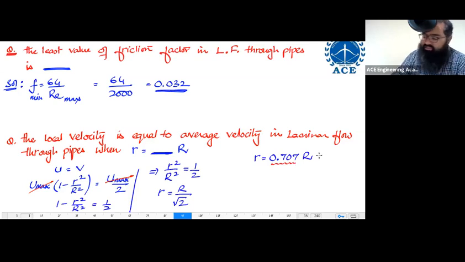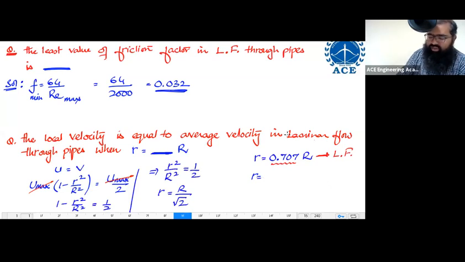This is for which flow? This is for laminar flow. Since this number is quite easy to remember, I will give you one more number, that is for turbulent flow. If you can remember, fine. If you don't remember, then also it is fine. That number is also easy to remember.